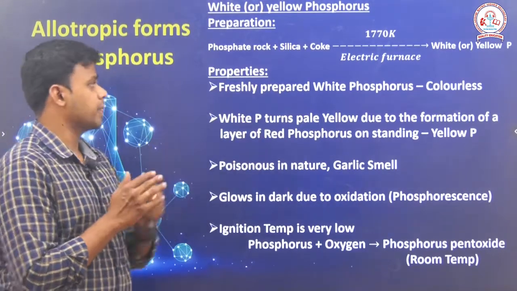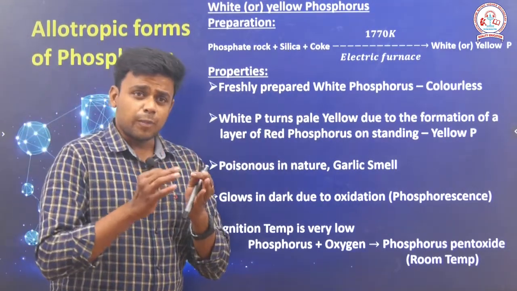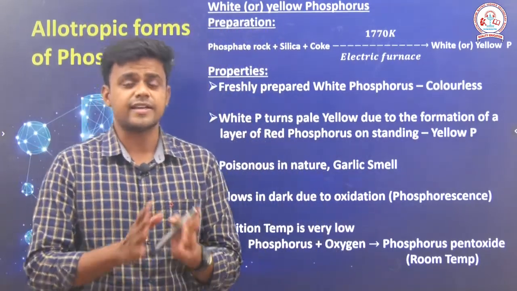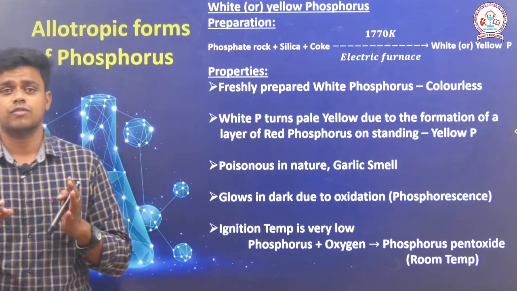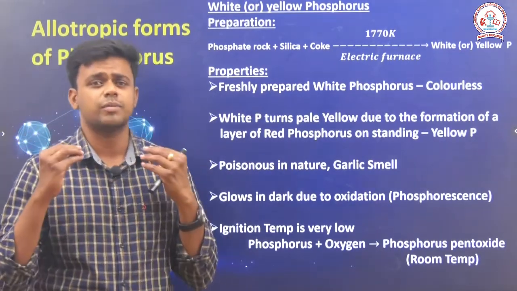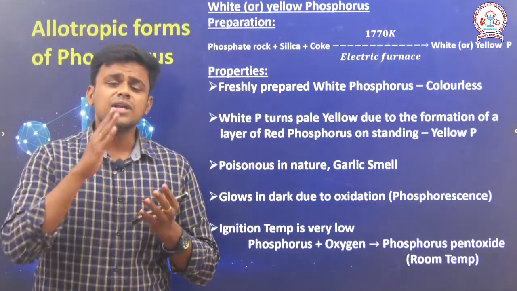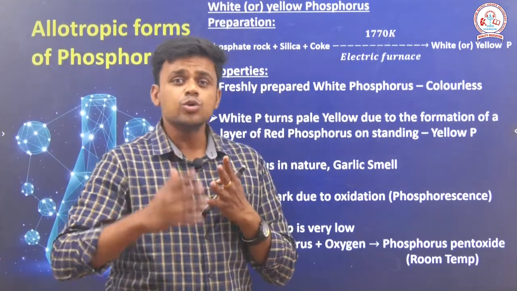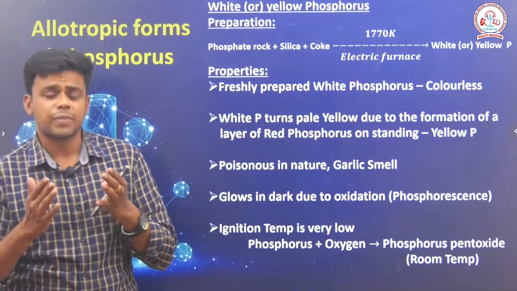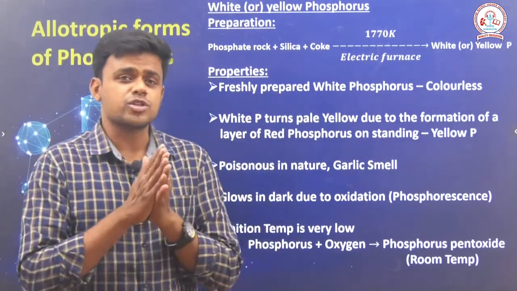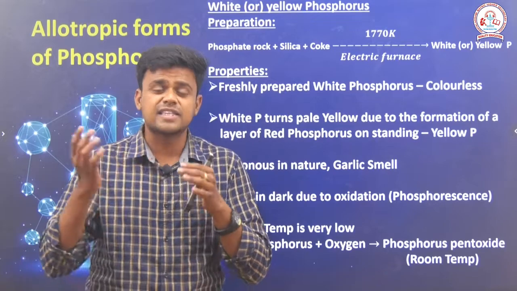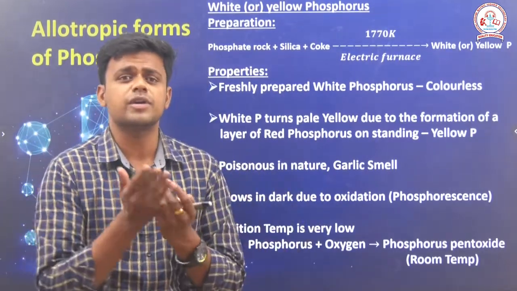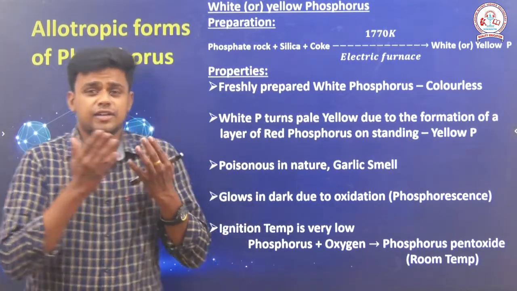Now its properties. See, if you are preparing this white phosphorus very freshly, I mean if you prepare it just right now, you can see the phosphorus in the color of white, which is nothing but colorless. You will not be able to find any color. How does it turn yellow? Because in the white phosphorus, due to oxidation, there will be a formation of a red layer of phosphorus in the middle. It means in the middle of the white phosphorus, you will be able to find the formation of a red phosphorus.